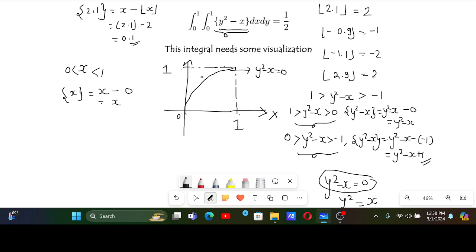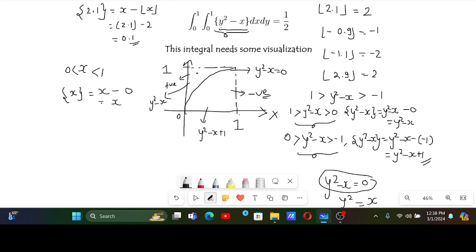Okay, and now above the graph y square minus x is going to be positive. Basically for the same value of x, y can increase. Over here for the same value of y, x can increase. So over here y square minus x will be negative, and it will be between 0 and minus 1. So for this range we need to use the definition y square minus x plus 1, and for this range we need to use the definition y square minus x.